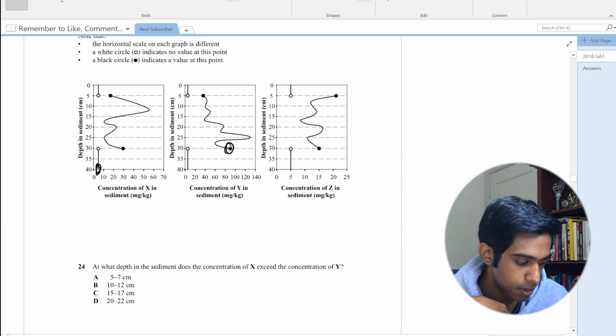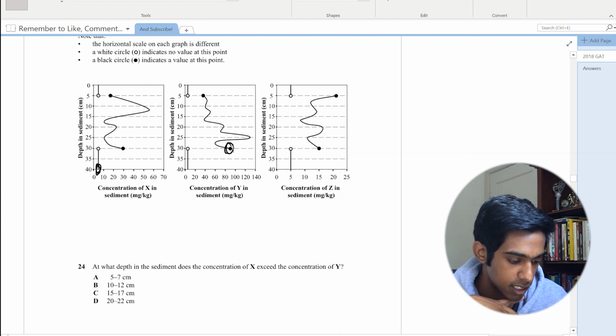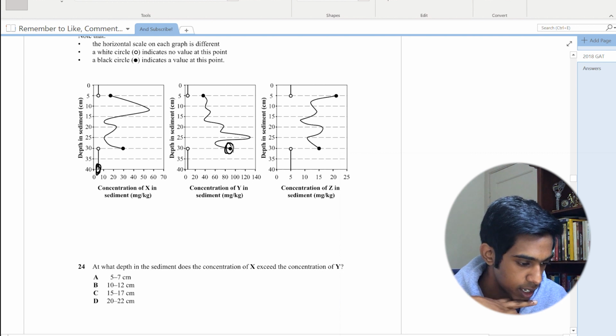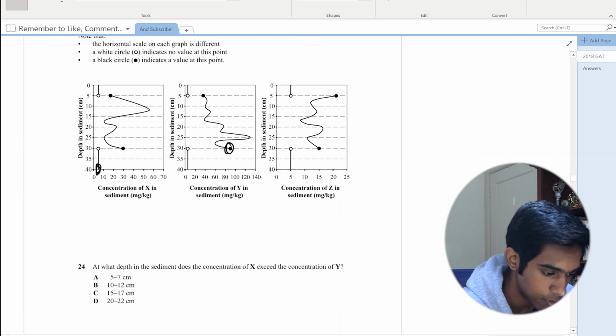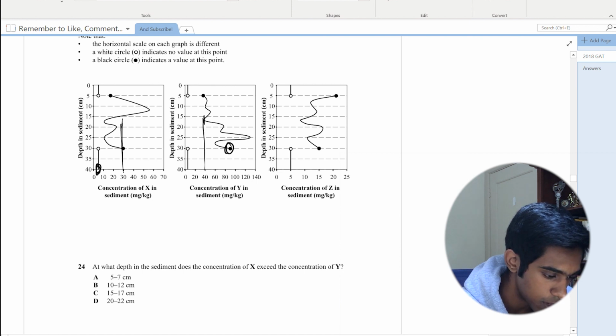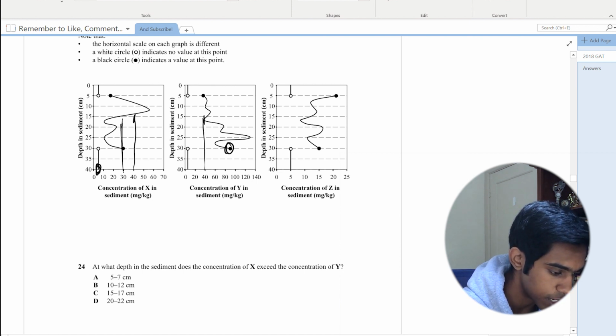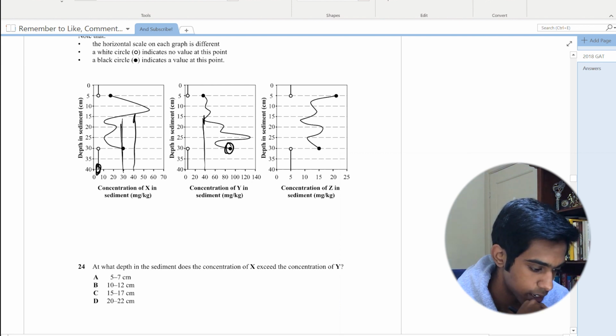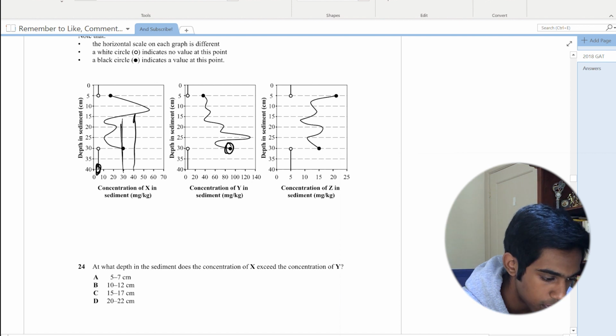Okay. At what depth in the sediment does the concentration of X exceed the concentration of Y? So that's going to be somewhere around here. So this is 30. But 30 is here on the Y. So we have to look at, I think, what this point is going to be. So that's around 40. And we have to check when this hits 40. And that's around 15 to 17 centimeters. I don't think this is exactly 40.